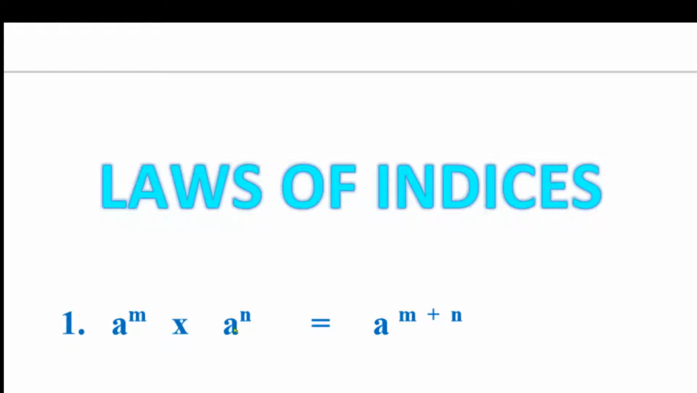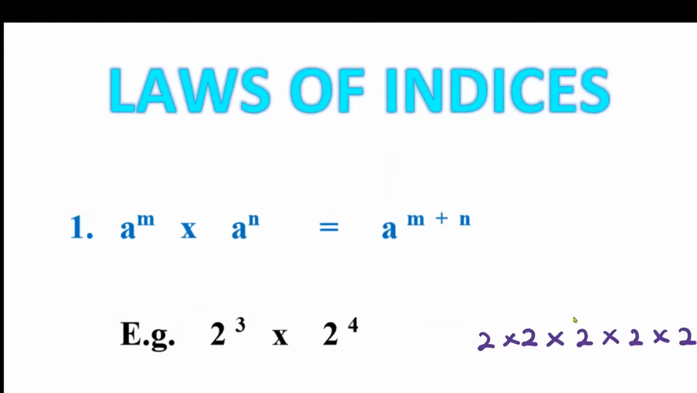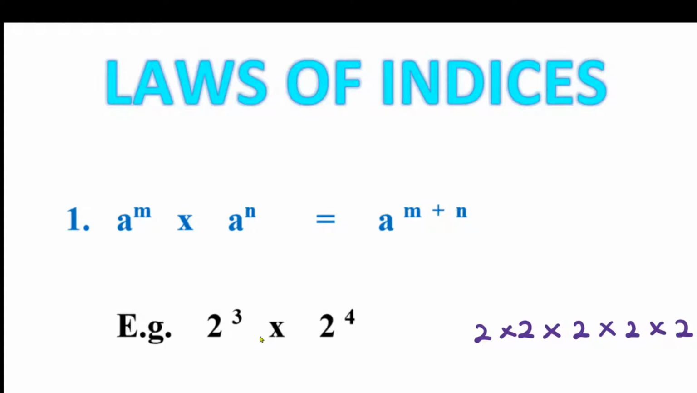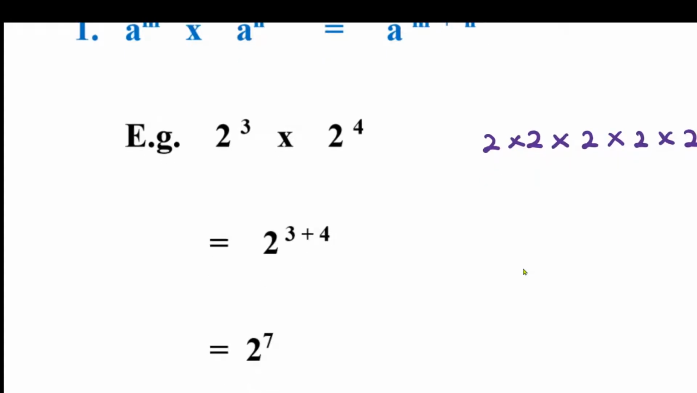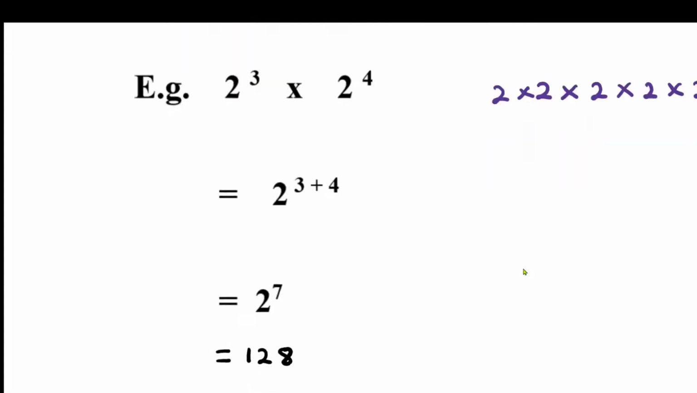Our first law: when we're multiplying two expressions and they both have the same base, the rule is you add the powers. So here you'll get a to the power m plus n. For example, you have 2 to the power 3 multiplied by 2 to the power 4. We're multiplying and they both have the same base, so we can add the powers. 3 plus 4 gives us 7. 2 to the power 7, when you plug that into the calculator, you will get 128.